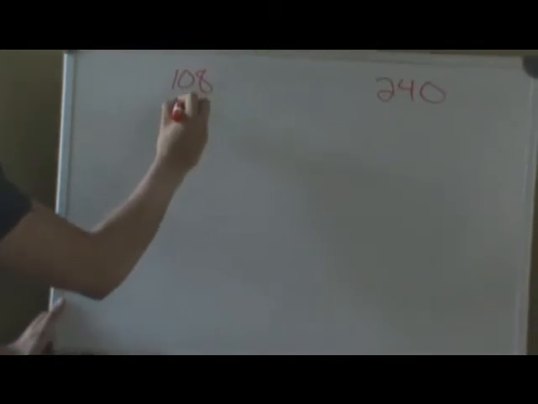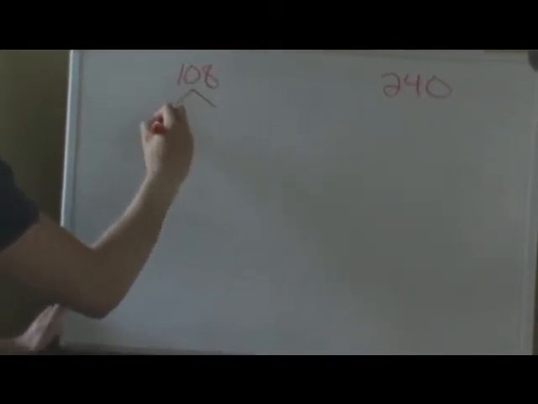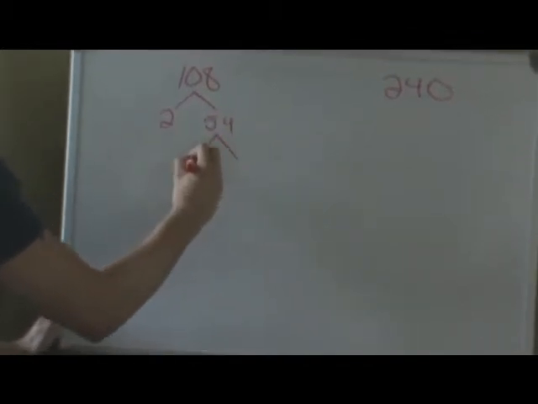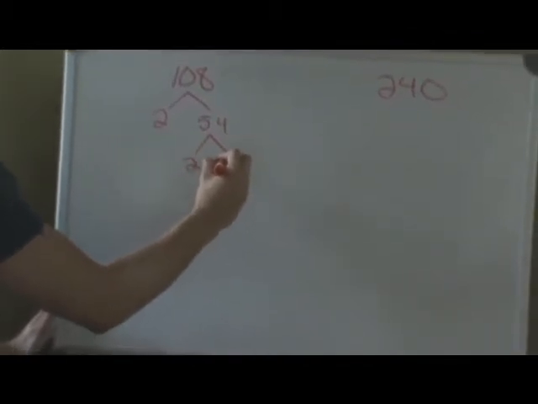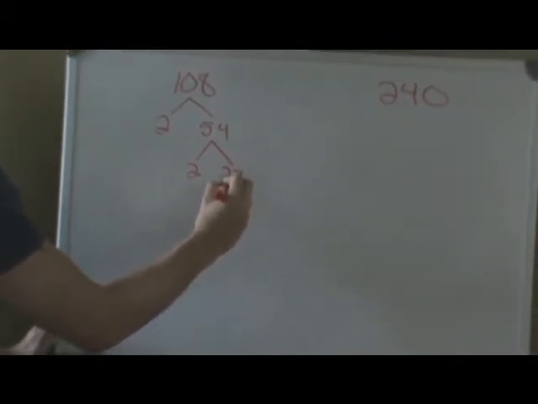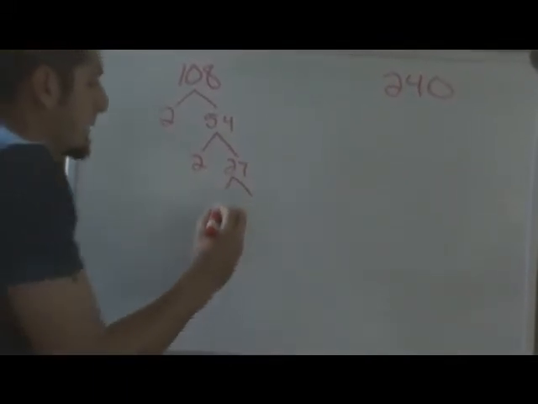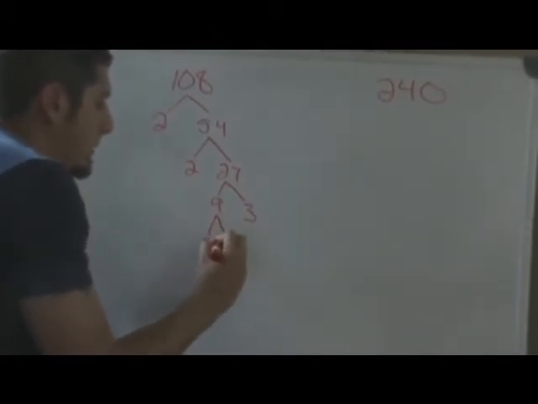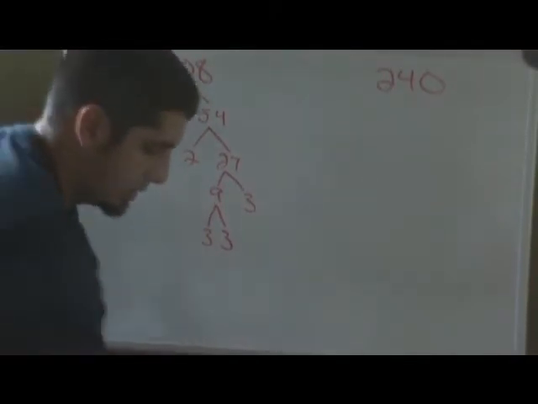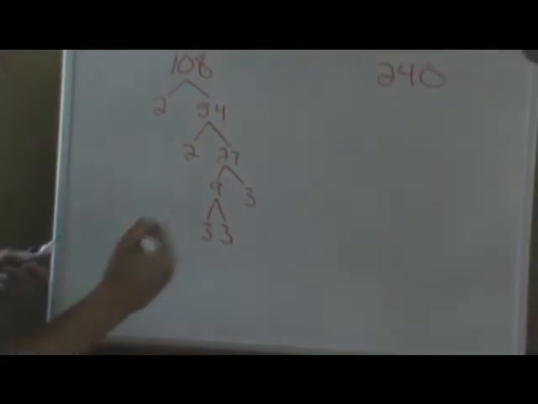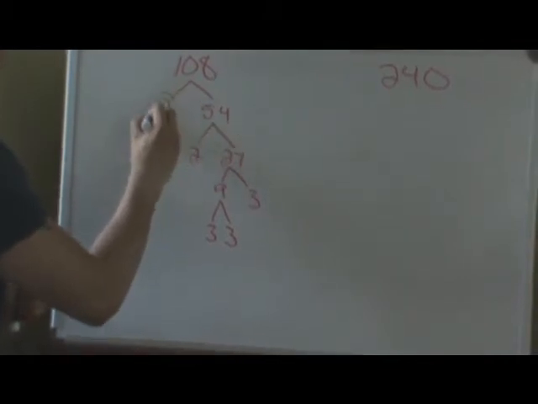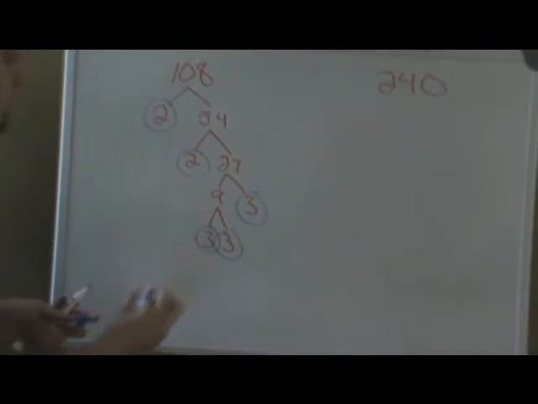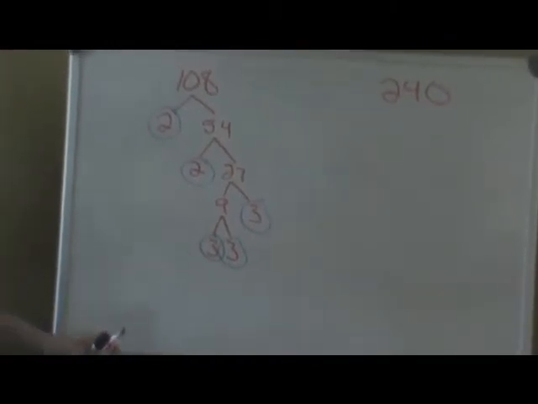So if I break down 108 into its prime factorization, I'll do 2 times 54, 2 times 27, and I'll do 9 times 3, and 3 times 3. So what you're going to notice, I've got a branch that ends here, here, here, here, and here. So we actually have a few more numbers in our prime factorization this time.